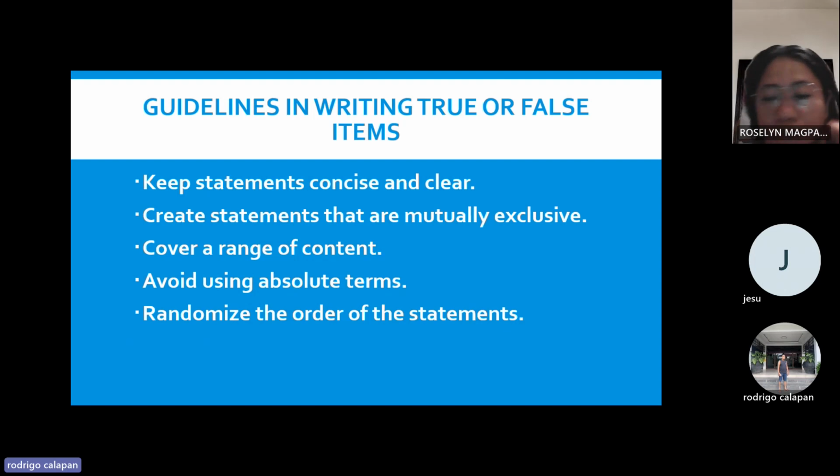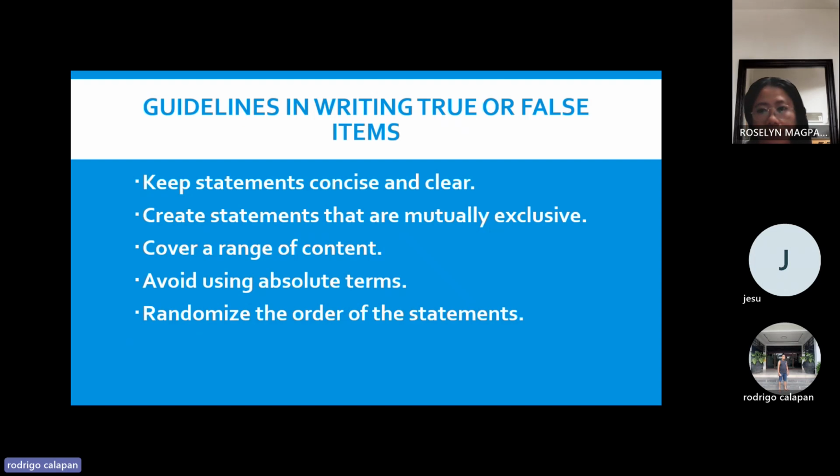So the next one is on writing, no? Guidelines on writing true or false questions. When we write true or false questions or items, number one that we have to keep in mind is to keep the statement concise and clear. We have to ensure that the statement is brief, focused, and easy to understand. Avoid using complex or convoluted sentences that would somehow confuse students.